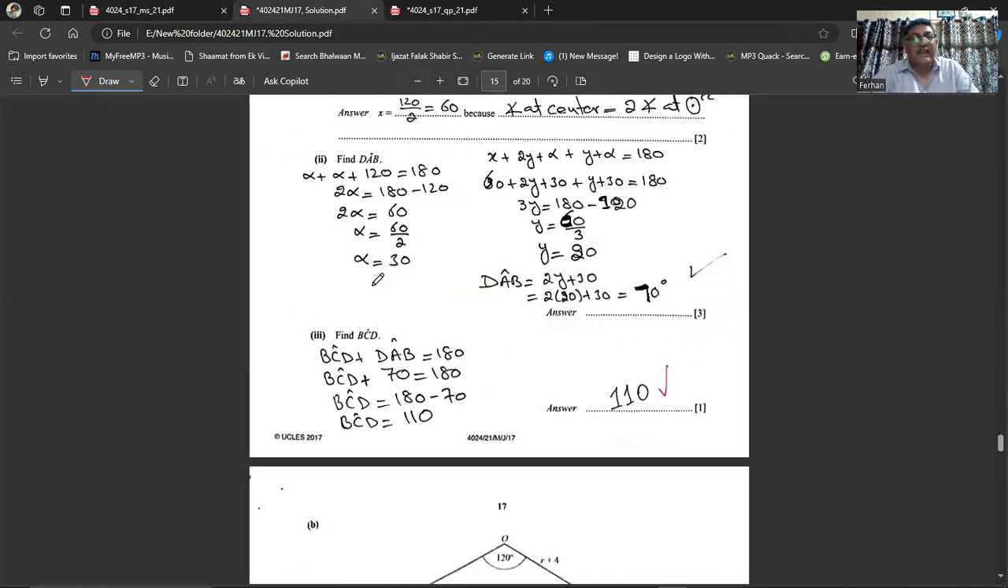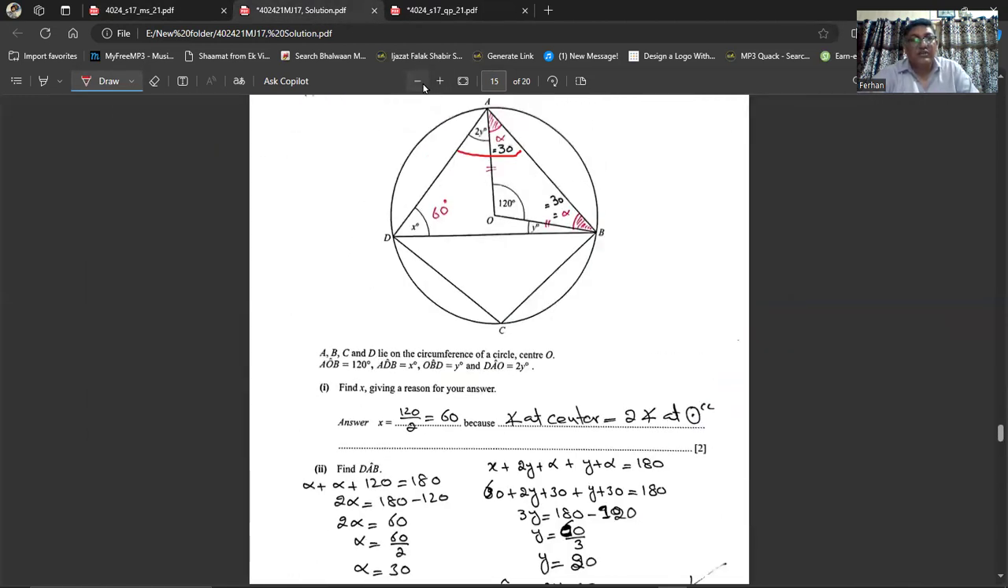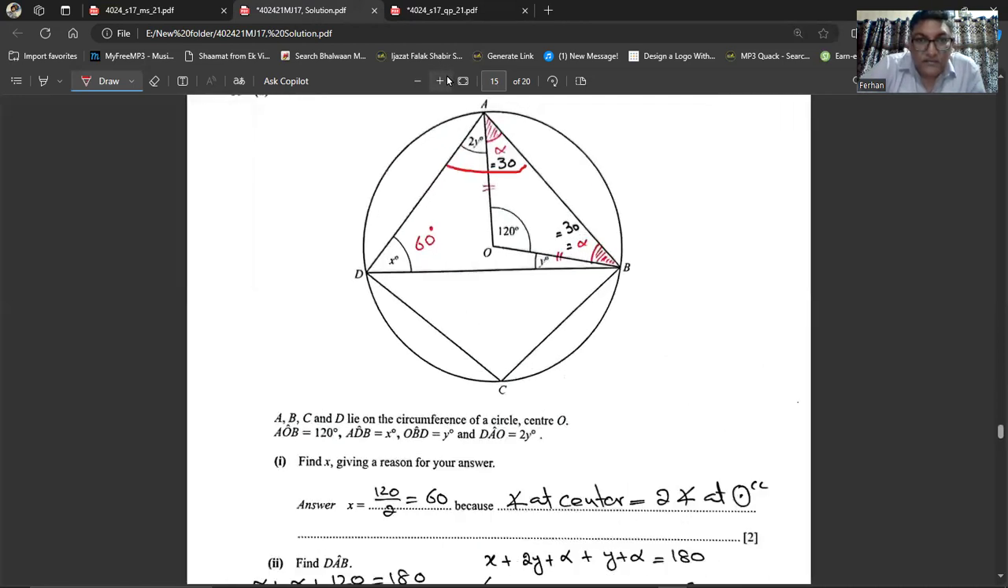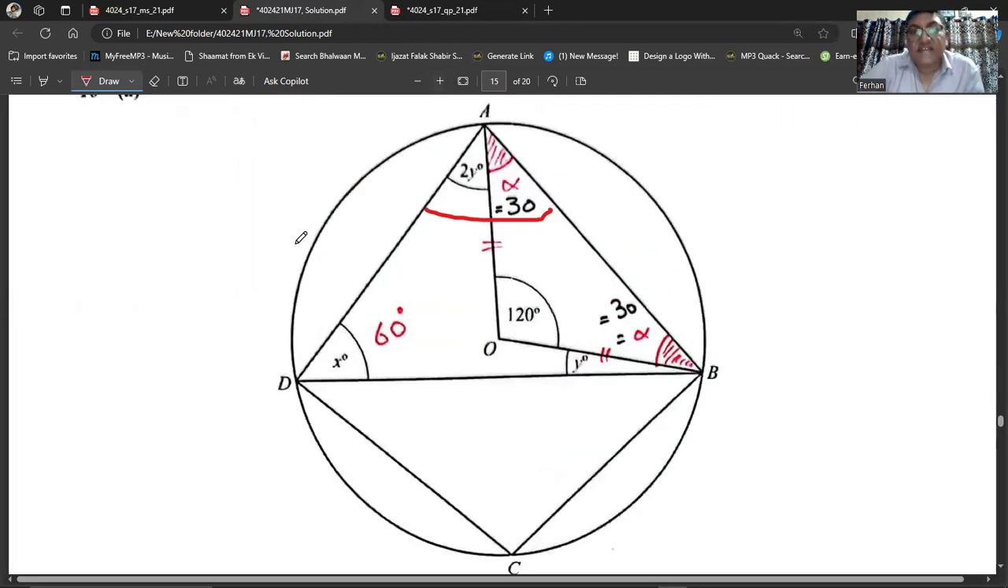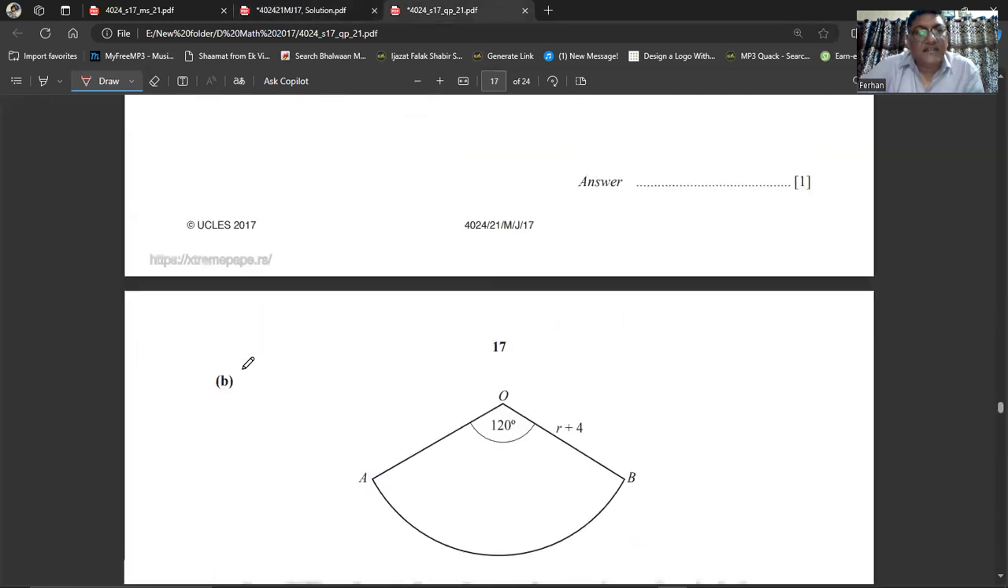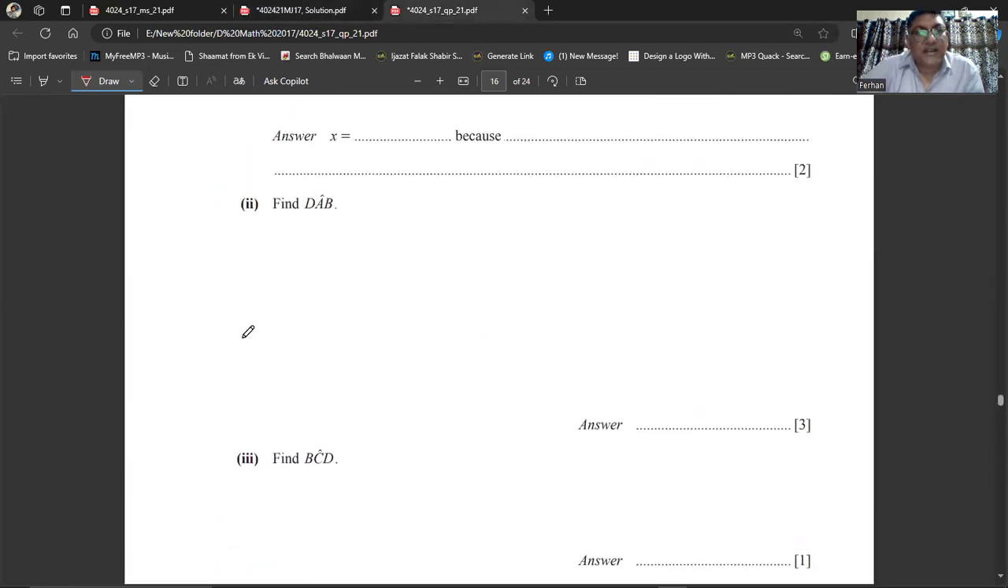Let me reduce the size so you can look at both things. You see, I'm using this diagram. I hope you understand what alpha is, how we found the value of y, then how we found the value of the angle DAB, that was 2y plus alpha. Hopefully you understand. This is the diagram I'm using. Okay, so then he says in the B part, here we have a question.